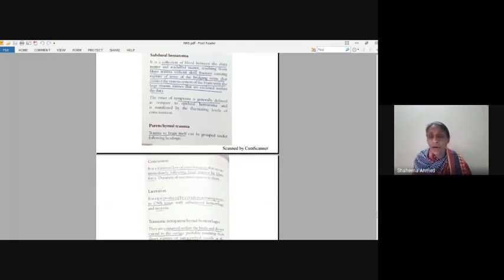Then the subdural hematoma. This is a collection of blood between the dura mater and the arachnoid mater in the subdural space. And this is usually caused by blunt force trauma where the skull bone is not fractured. This hemorrhage occurs due to rupture of the bridging veins, the network of veins which connect the venous system of the brain with the venous sinuses, which are present in the dura.